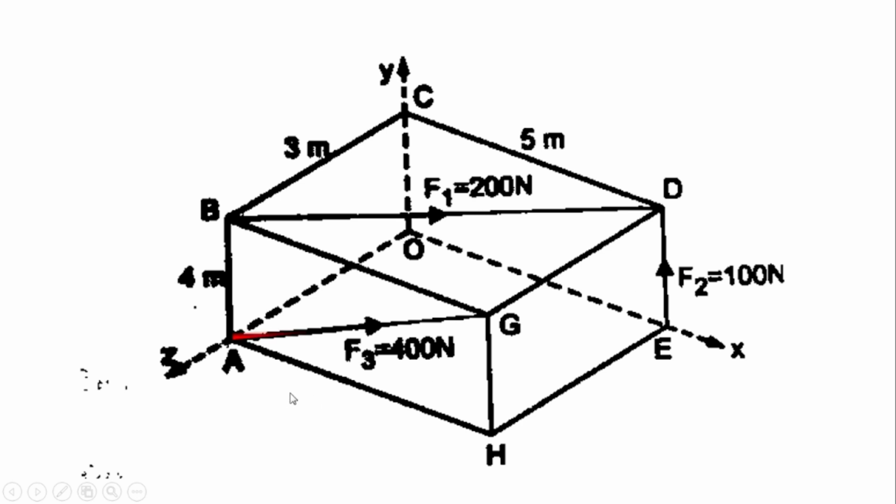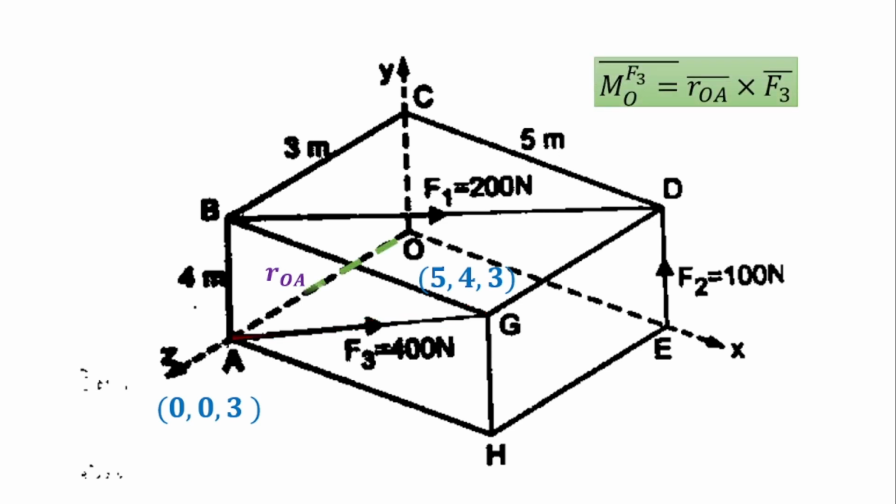Then the third force is F3. It is moving from point A to point G. To take the moment about point O, we'll connect this point O with the initial point of the force, that is A. So here we get a position vector OA. The formula is: moment of force F3 about the origin is equal to position vector ROA cross the force vector. So this will give you the value of the moment.